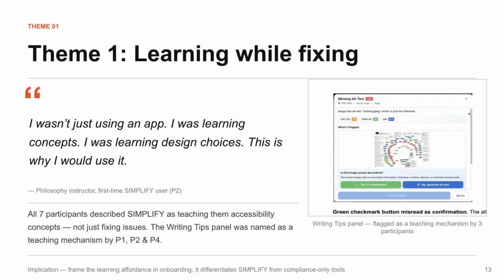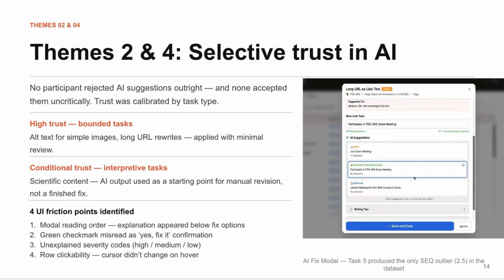The writing tips panel, which you can see here on the right of the screen, was specifically named as a teaching mechanism by 3 participants. Once it flags what's wrong, it explains why it matters for learners. That in-context rationale was often the first time participants had encountered that kind of accessibility guidance. The implication? Simplify functions as a teaching tool.